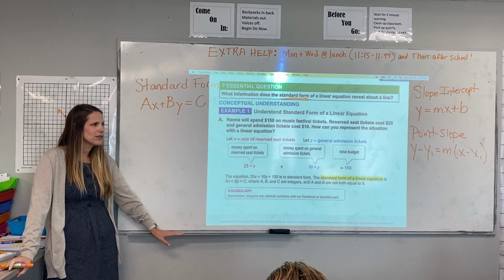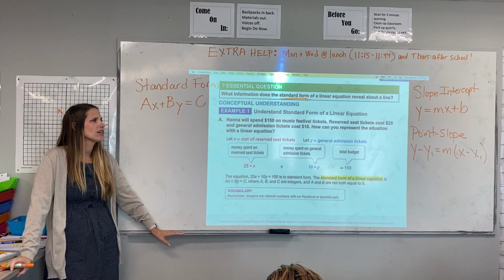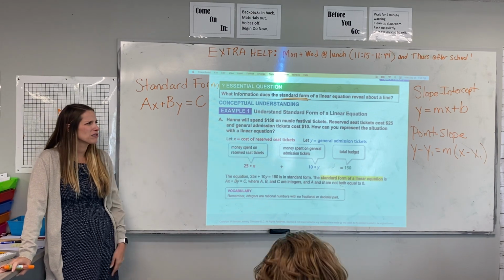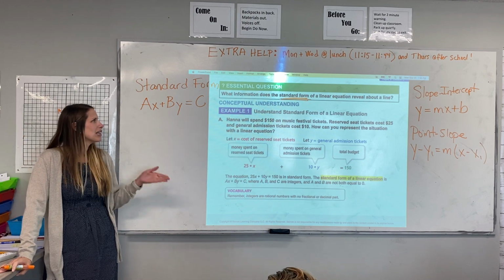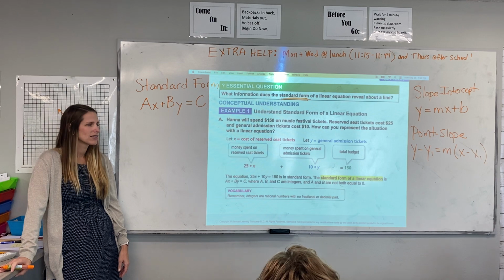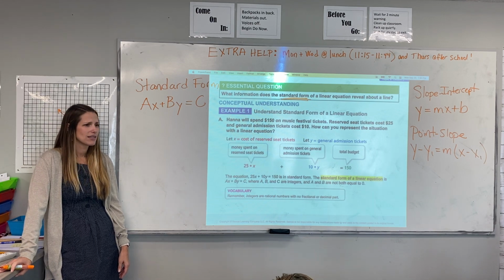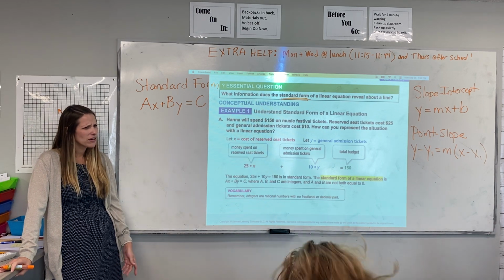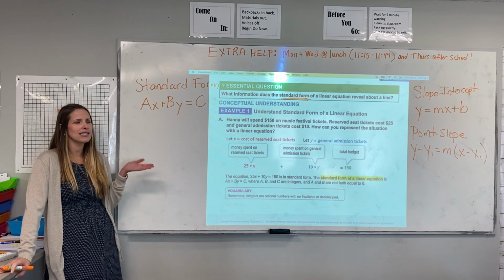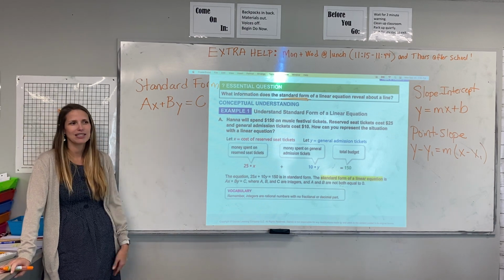It's going to look weird to you guys because you're like, oh my gosh, I'm already dealing with the x's and the y's and the lowercase b and the m for slope. And now I've got capital A, B, and C. What is this, my ABCs? Okay, so yeah, it's another form, but at least it's in alphabetical order with your ABCs, right?